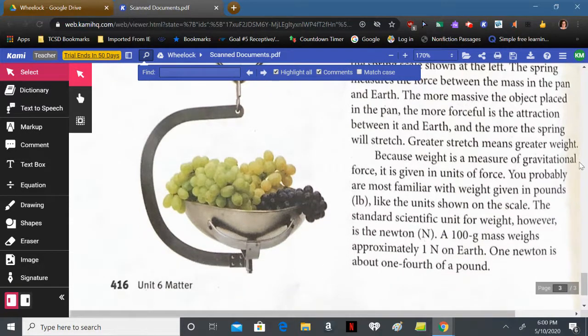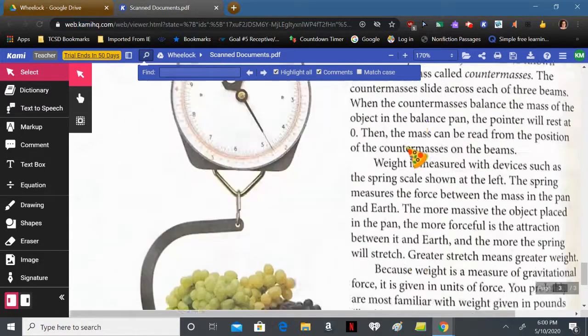Because weight is a measure of gravitational force, it is given in units of force. You probably are most familiar with weight given in pounds, like the units shown on a scale. The standard scientific unit for weight, however, is the Newton. A 100-gram mass weighs approximately 1 Newton on Earth. 1 Newton is about 1/4 of a pound.